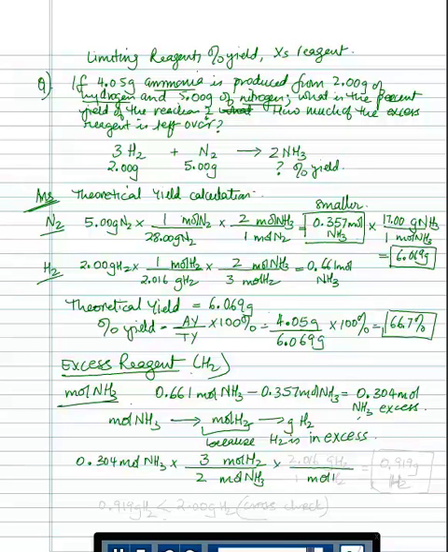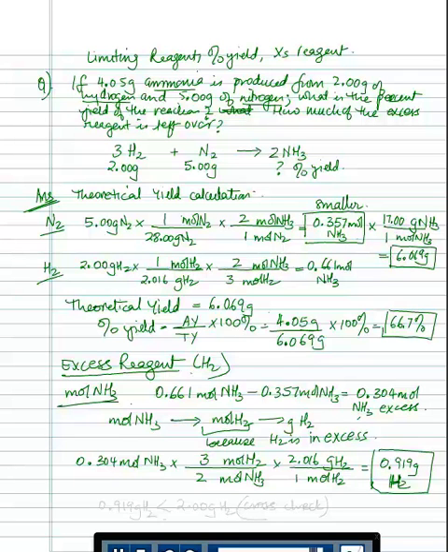Now let's convert our moles of hydrogen to grams of hydrogen. So in 1 mole we have 2.016 grams and 0.919 grams of H2 is excess, okay, reagent, and that is the final answer for this one.